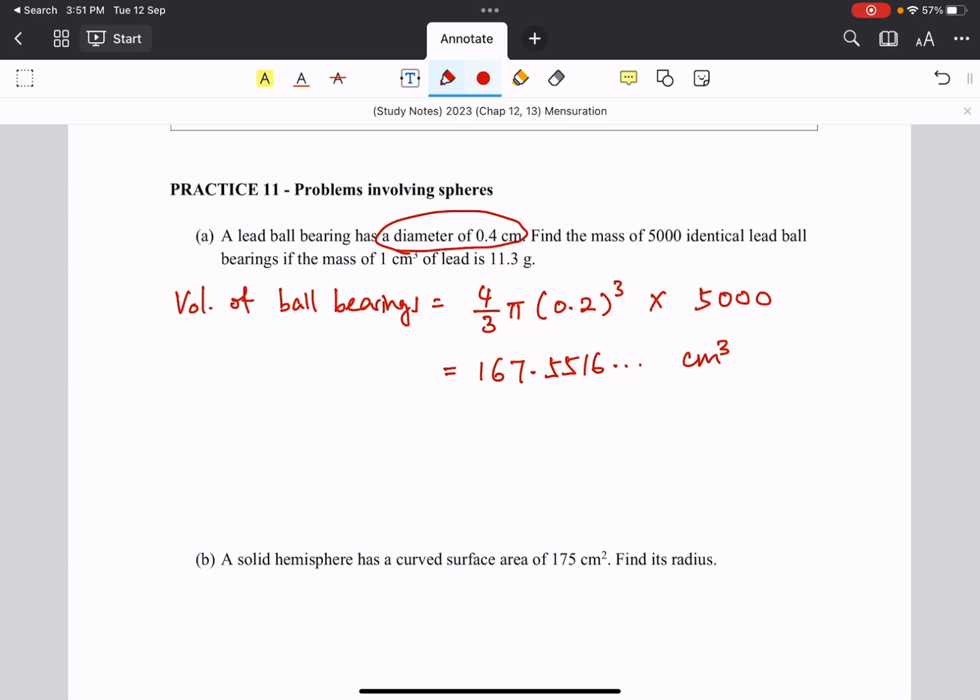To find the mass, therefore, the mass is equal to 167.5516 multiplied by 11.3 gram, which will end up as 1890 gram, corrected to 3 significant figures. There we go.